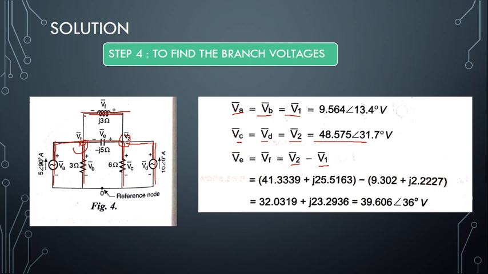So I hope I've made the point clear. So these elements are not connected between any branches. So VA and VB are directly connected only to V1. VC and VD are directly connected only to V2. But these two elements are commonly connected, and that is why we find the potential difference of the two nodes. So this is how we find the voltages using node analysis method.